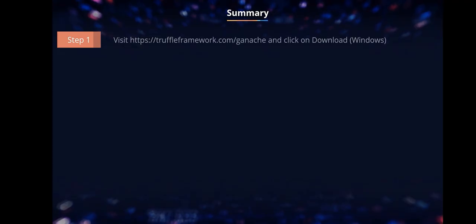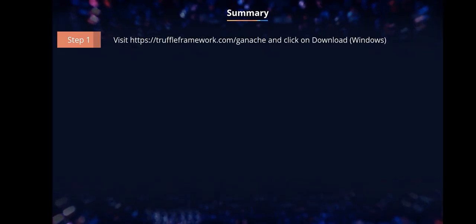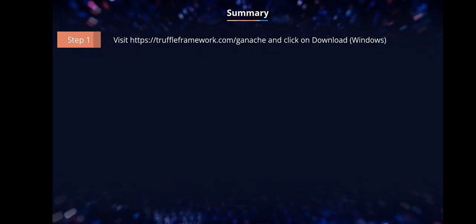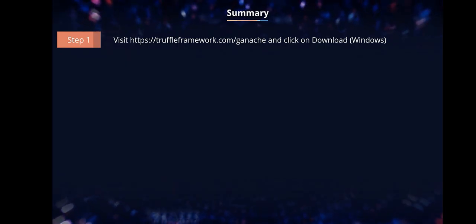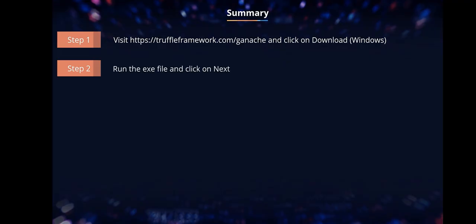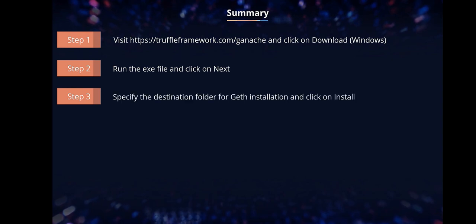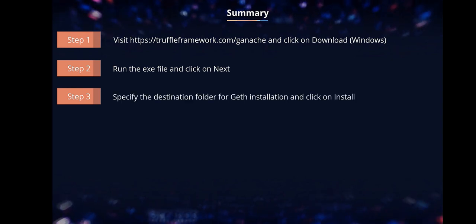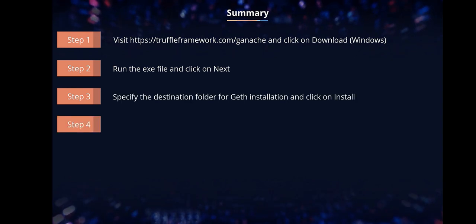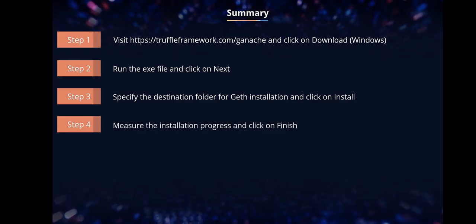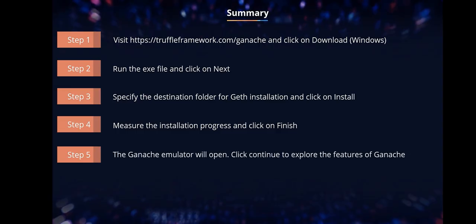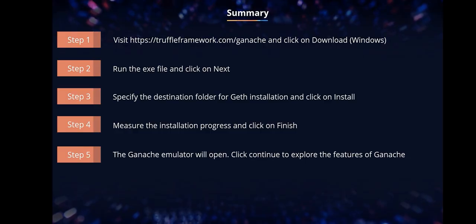You can download and install Ganache on a Windows system by following these steps. Step 1. Go to https://truffleframework.com/ganache and click on Download Windows. Step 2. Run the exe file and click on Next. Step 3. Specify the destination folder for Ganache installation and click on Install. Step 4. Measure the installation progress and click on Finish. Step 5. The Ganache emulator will open. Click on Continue to explore the features of Ganache.